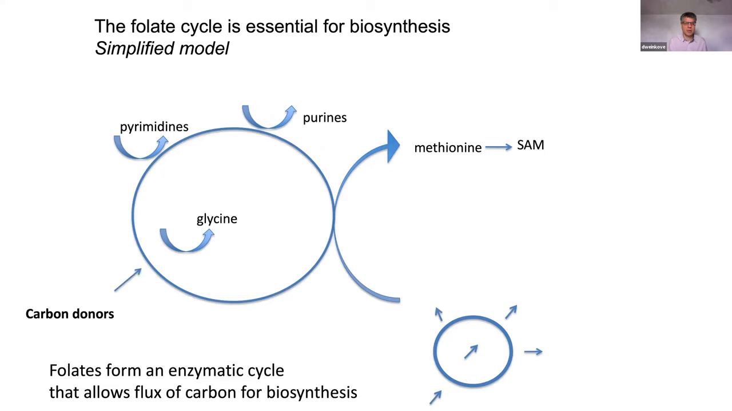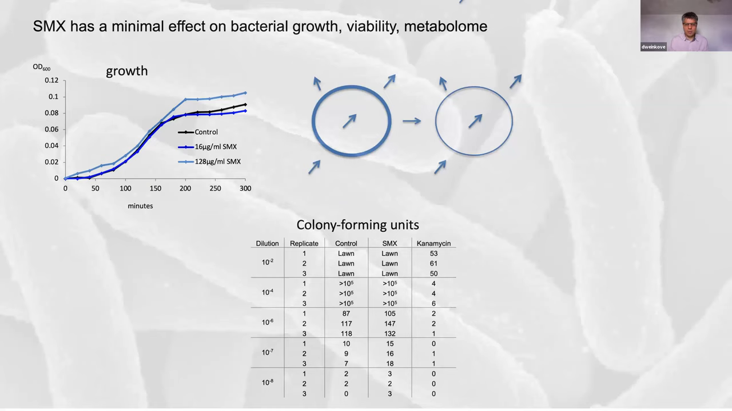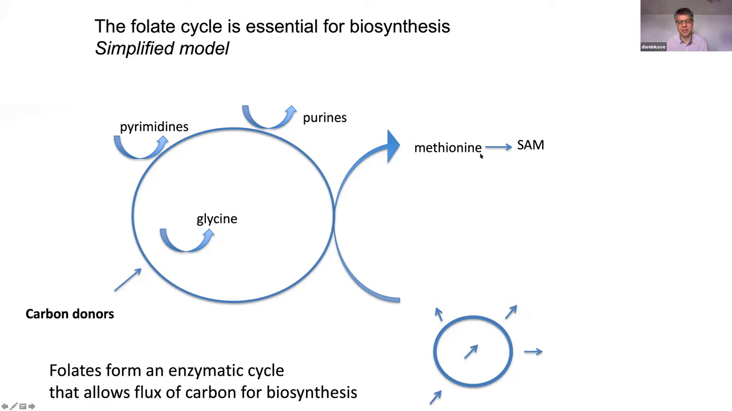So a simplified version of the folate cycle shows that you have a couple of interlinked cycles that allow the synthesis of pyrimidines, purines, and also the methionine cycle causes the synthesis of S-adenosyl methionine, which is a donor for all methylation reactions. Now, what we think is going on when we inhibit folate synthesis in our system is that we're not doing enough to stop growth. We're just bringing down the amount of folates. So one way of thinking about it is, we've still got the cycle, but it's a thinner cycle than it was before.